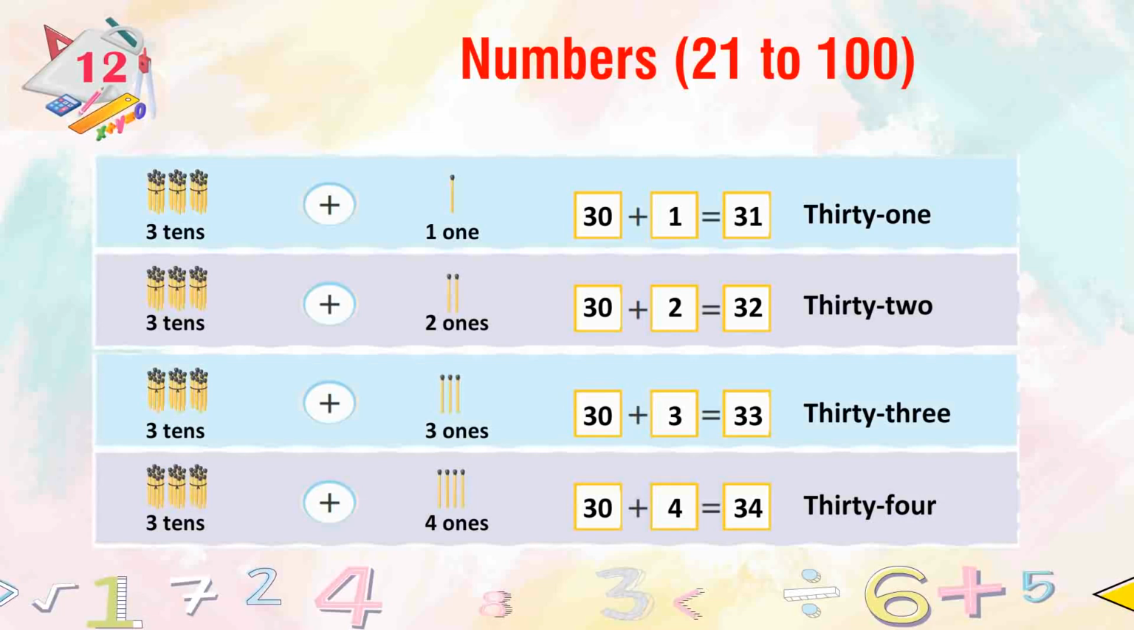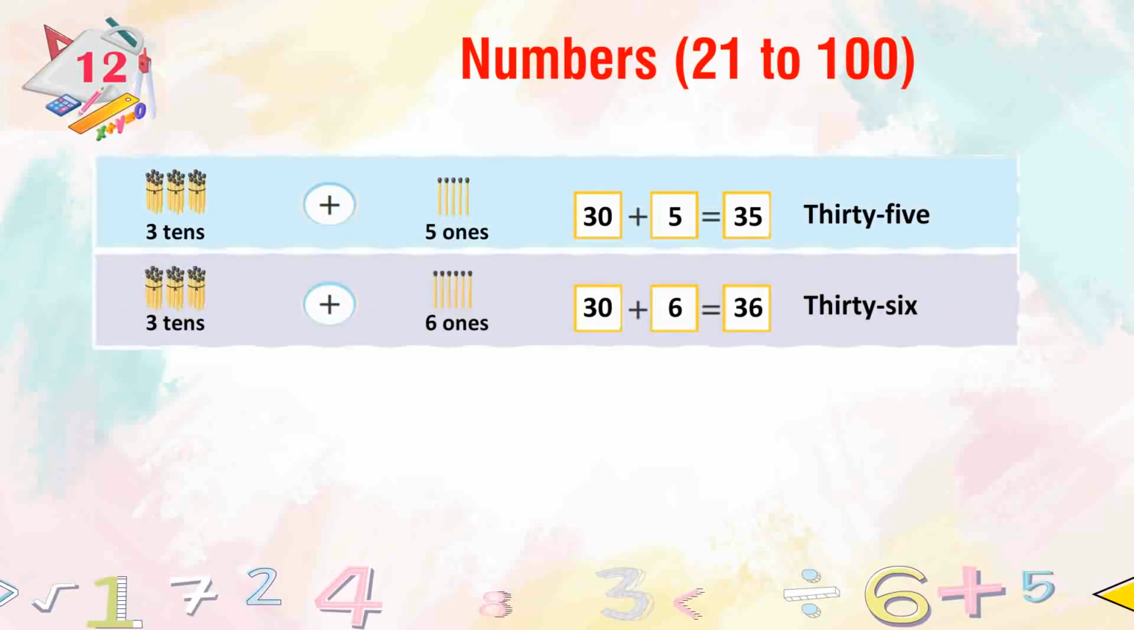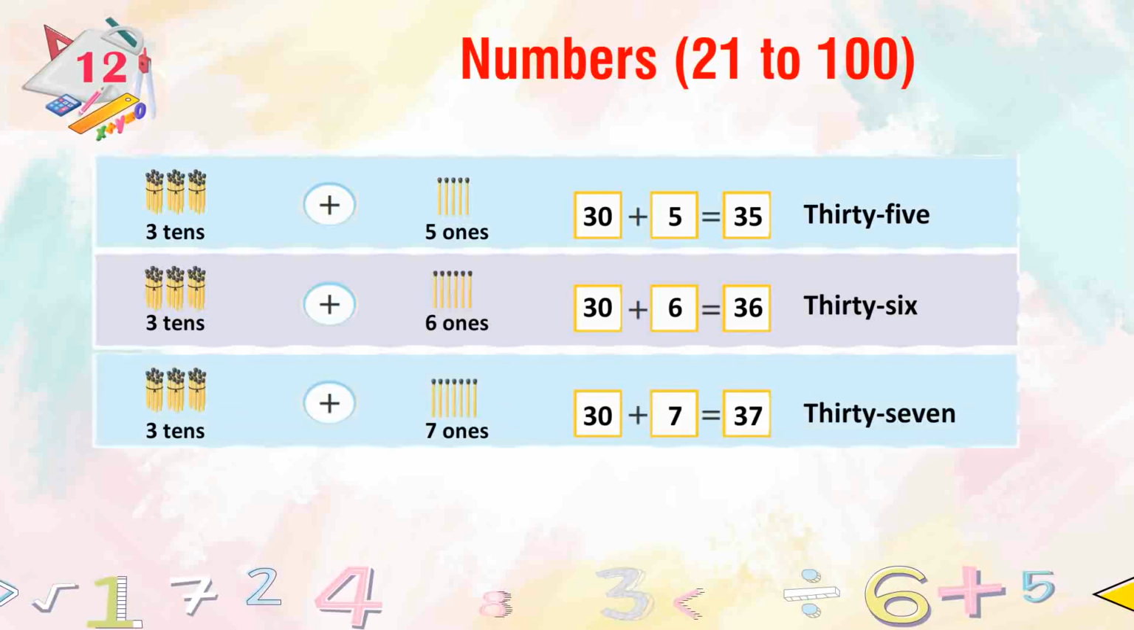Three tens plus 4 ones, 30 plus 4 is equal to 34. Three tens plus 5 ones, 30 plus 5 is equal to 35. Three tens plus 6 ones, 30 plus 6 is equal to 36. Three tens plus 7 ones, 30 plus 7 is equal to 37.